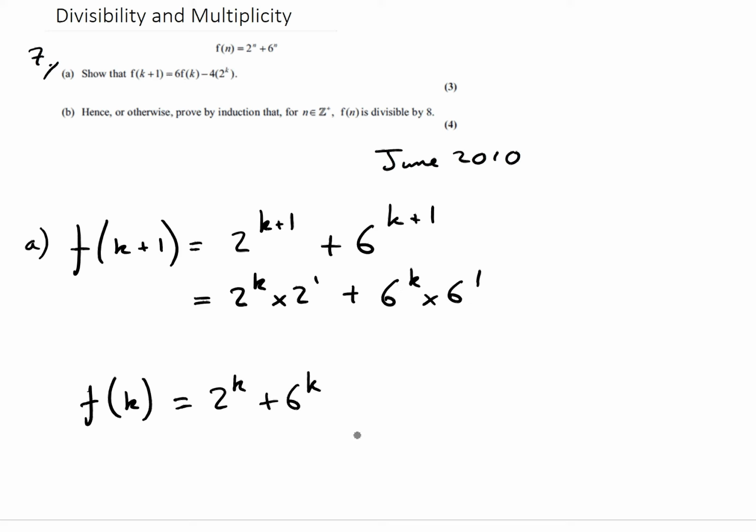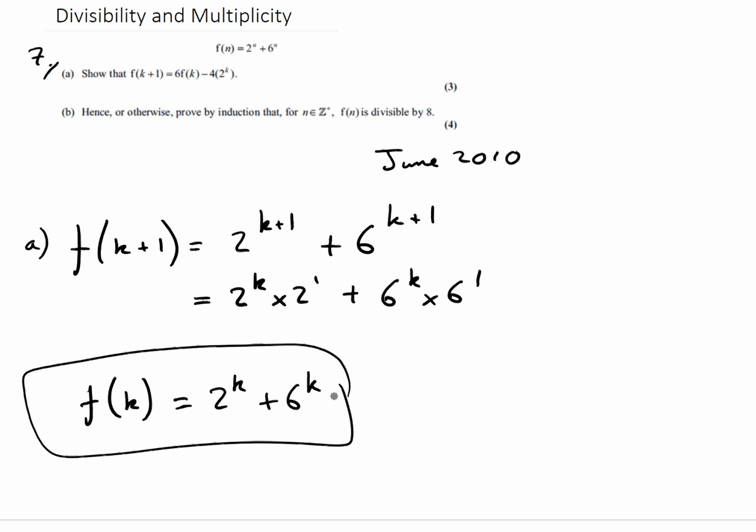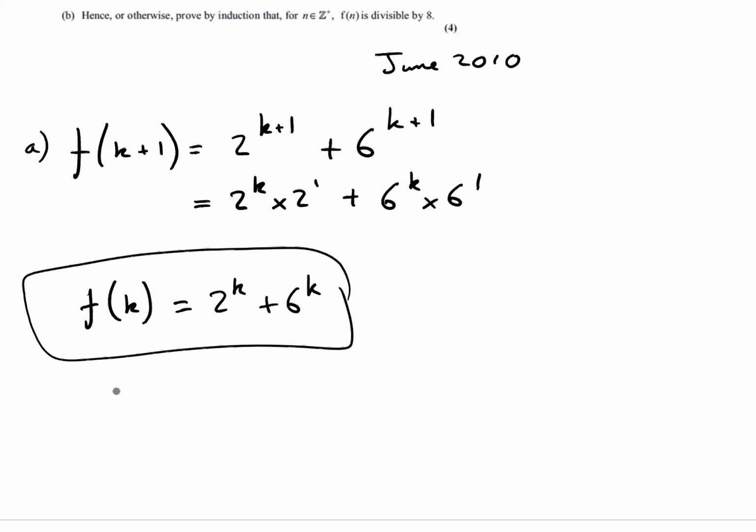So basically, I'm going to use this f of k, which I've just come up with, to try and get rid of 6 to the power of k. I'm going to say that 6 to the power of k, I just want to isolate this on its own, is equal to f of k minus 2 to the power of k. I've just rearranged this to get an expression for 6 to the power of k. Now I can replace 6 to the power of k with this.